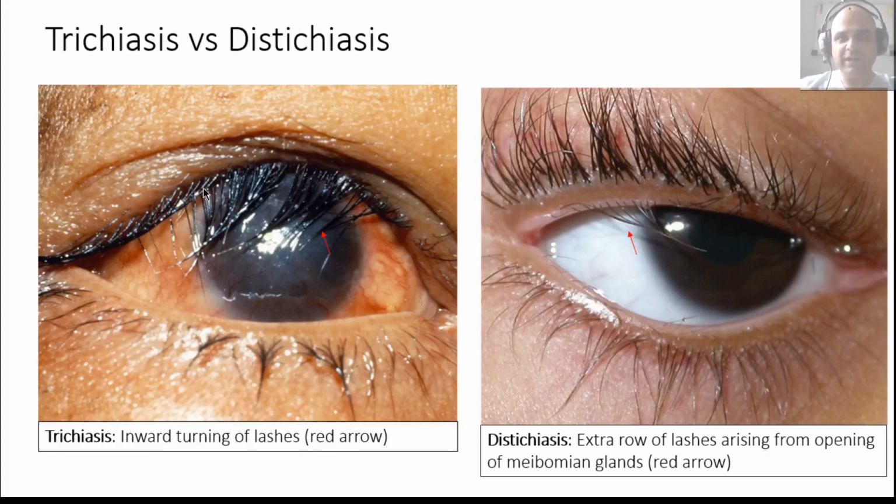So this is what trichiasis is. This is inward turning of the normal lashes. And this is what distichiasis is. As you can see, these are the normal lashes that appear from the anterior lid margin, and this extra set of lashes is appearing from the posterior lid margin, the openings of the meibomian glands, and this is distichiasis. So trichiasis is your normal lashes turning inwards. Distichiasis is an extra row of lashes coming out from the posterior lid margin from the openings of the meibomian glands.